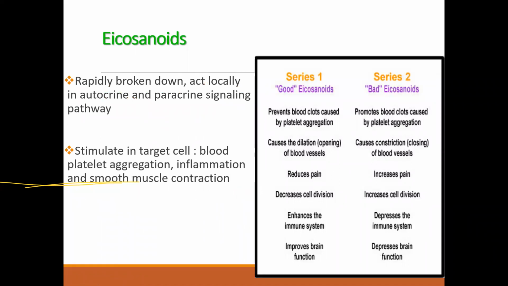There are two types of eicosanoid. To make it easy, we call them good eicosanoid and bad eicosanoid. Good eicosanoid means the eicosanoid that prevents damage of the cell, and also inhibits the inflammation. However, bad eicosanoid means the eicosanoid that stimulates damage of the cell and also activates the inflammation in the tissue.